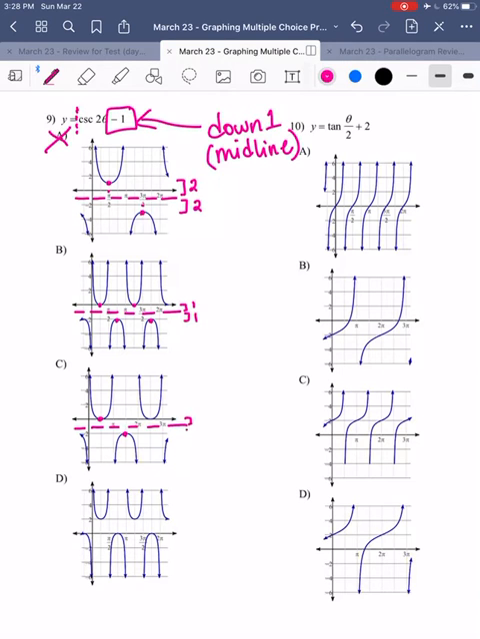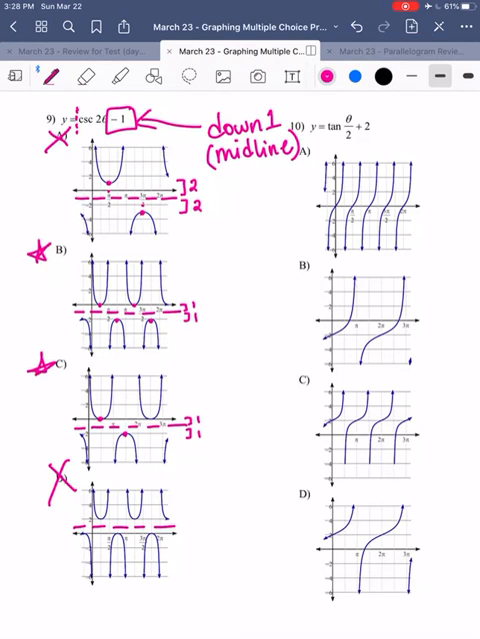This one appears to be the same. All right, so C could also be... it could be B and it could be C so far, because of the whole, it goes down 1 and it has an amplitude of 1. And then D is out because the midline is at +1, up 1, and so that's not it.